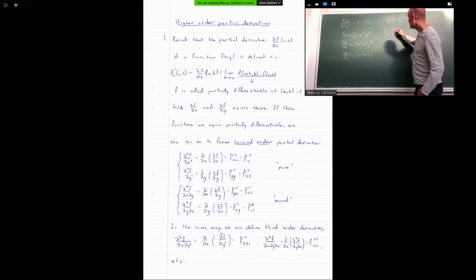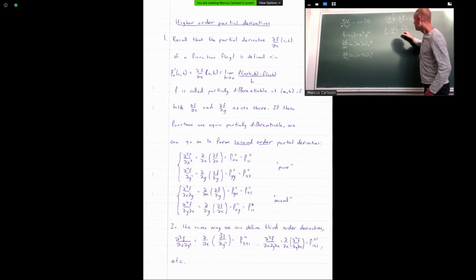And notation-wise, this looks a bit long, so we cut it short. Again, we write a d squared up there, or partial squared, and down here we just write dy dx. So it's implicit here in the notation that x comes before y. Not implicit, explicit. So that's how you read it.